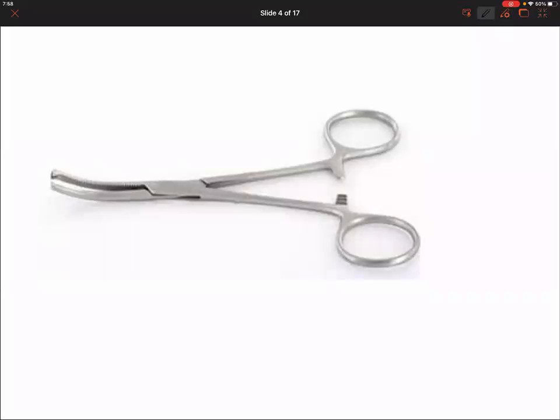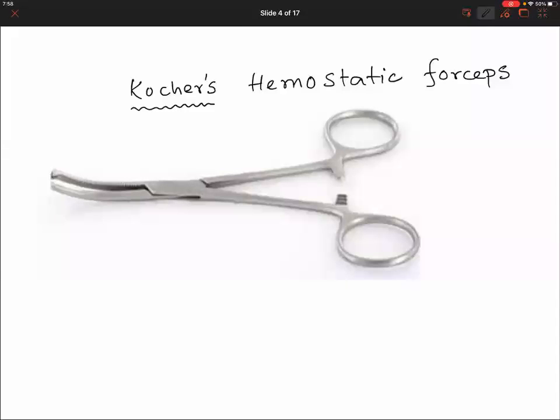This thing that you have on your screens now is called Cocker's forceps. Hemostatic forceps. What is the telltale mark of this? It has a tooth at the end. What is the use now?